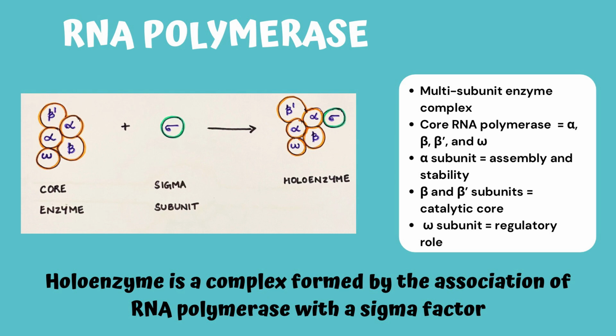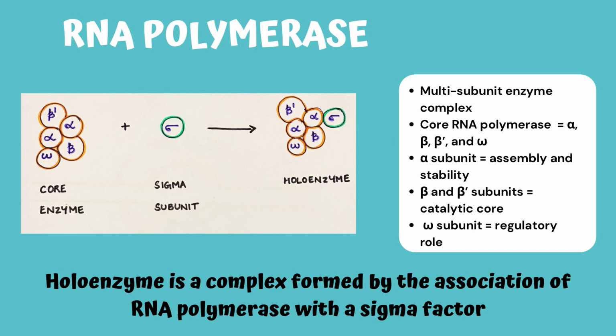RNA polymerase is a multi-subunit enzyme complex, which means it is composed of several subunits, each with specific functions. In prokaryotes, the core RNA polymerase enzyme consists of 5 subunits: 2 alpha, beta, beta-dash and omega. The alpha subunit is involved in assembly and stability. Beta and beta-dash subunits form the catalytic core responsible for RNA synthesis. Omega subunit plays the regulatory role.